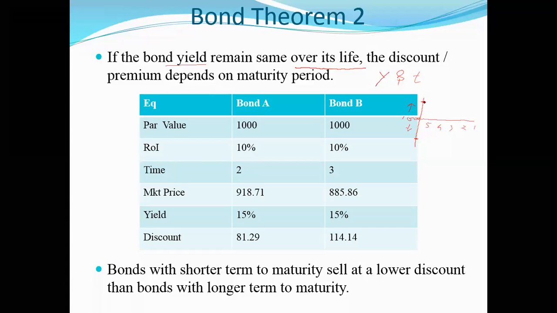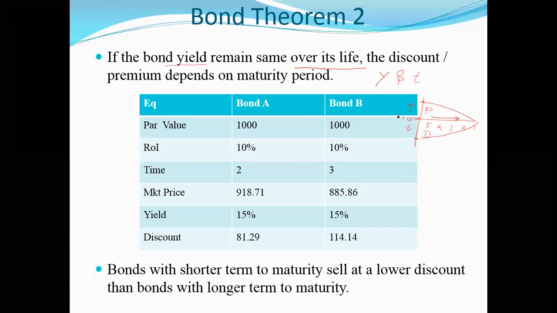initially, as the time to maturity is more, there will be either a premium here or a discount here. But as we proceed towards maturity, this premium or discount starts coming towards the face value. That is what it says.